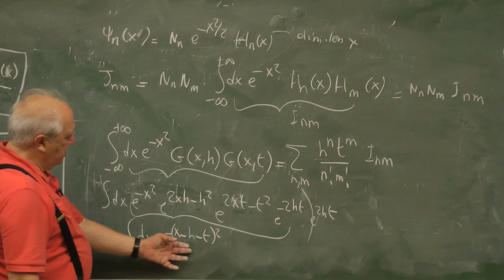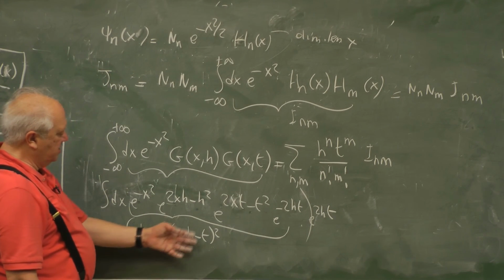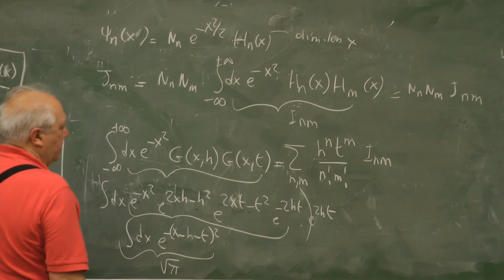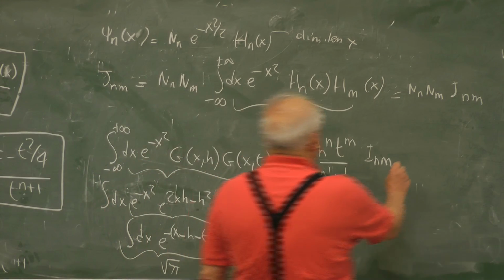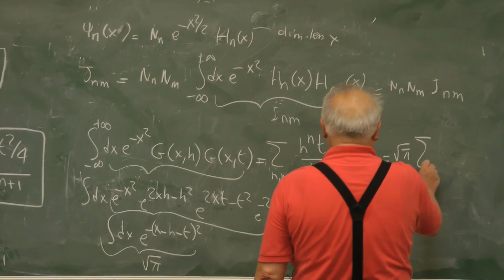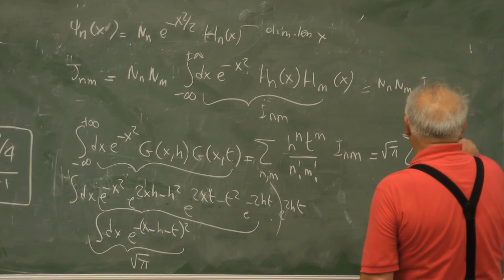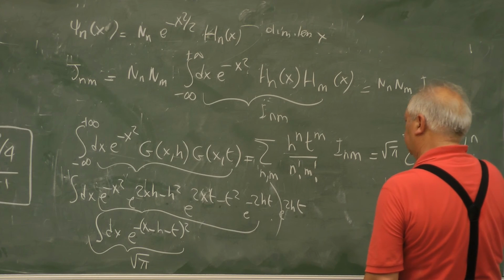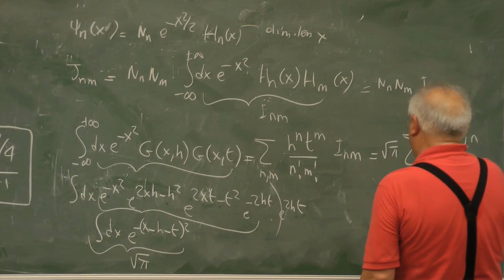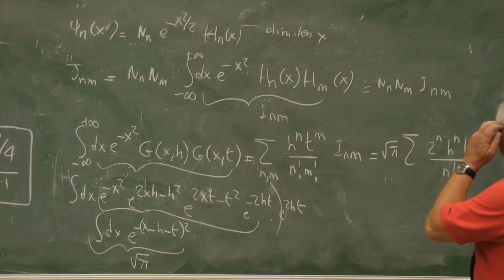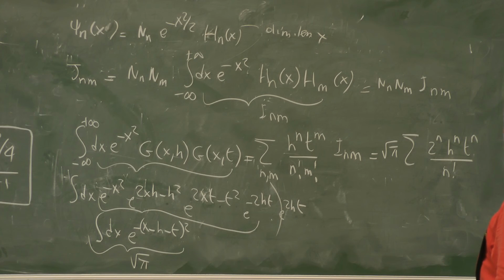This is simply a Gaussian integral. Just change the x to x minus h minus t. So the result is root pi. So this integral is root pi times e to the 2ht, which is the sum of 2 to the n, h to the n, t to the n over n factorial. And we compare it with this form.